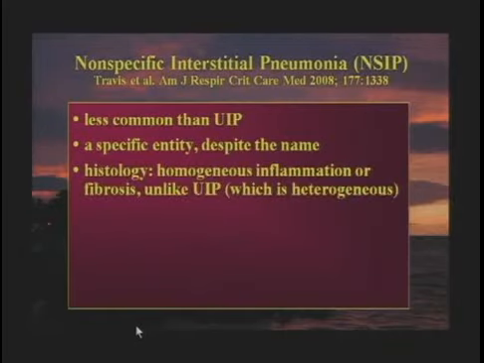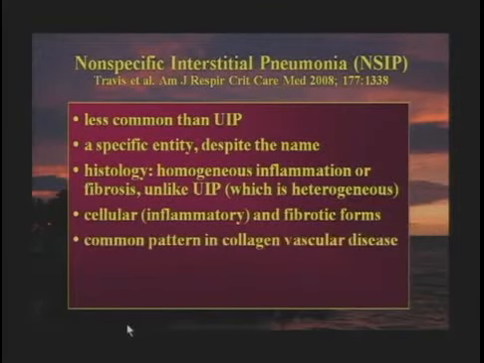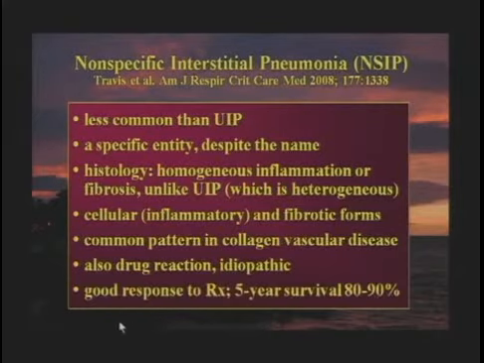The histology is homogeneous inflammation or fibrosis, unlike UIP, which is heterogeneous. It occurs in 2 forms, cellular and fibrotic. It's very common in patients with collagen vascular disease. Also occurs with drug reactions or may be idiopathic, and has a good response to treatment with 5-year survival of 80 to 90%.